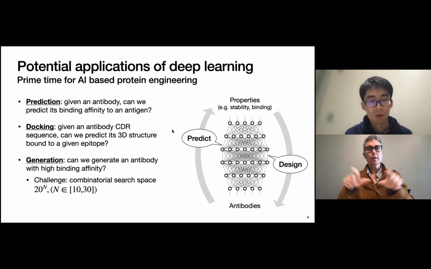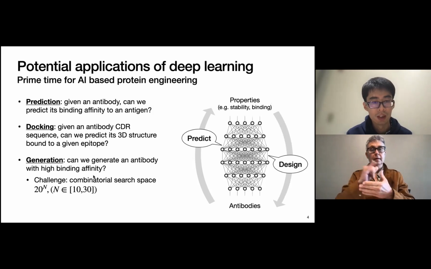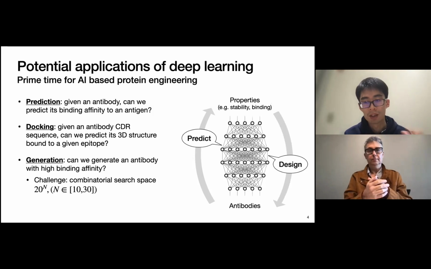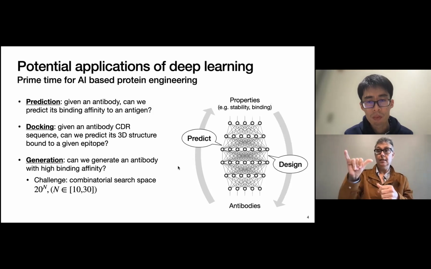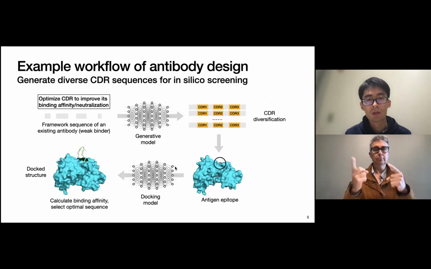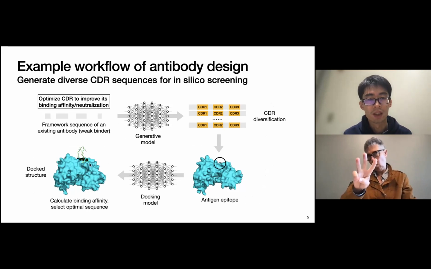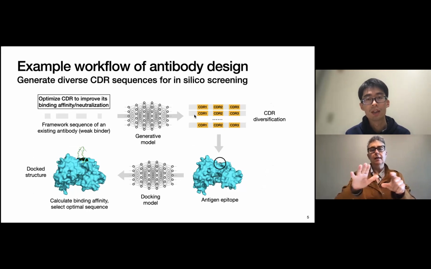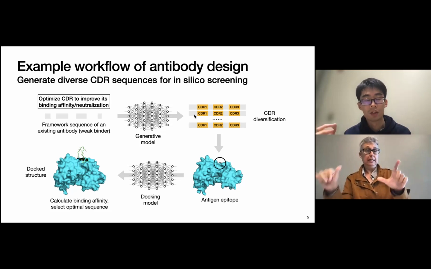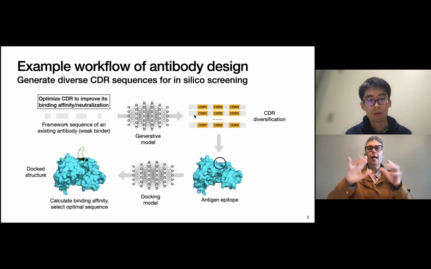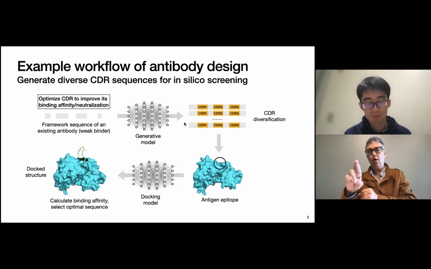There's also the design part of the work, which is the inverse of prediction. Basically, you want to design an antibody sequence, especially the CDR sequence, so that this antibody will have a high binding affinity. There are many different ways of formulating this antibody design workflow. You can think of it as the following loop. For example, let's say we have some antibodies that already bind to some antigen but the binding affinity is weak. Then we can optimize the CDR of this antibody so that it can bind better.